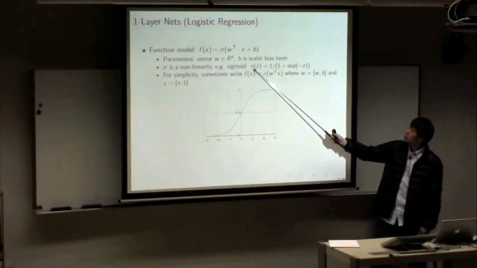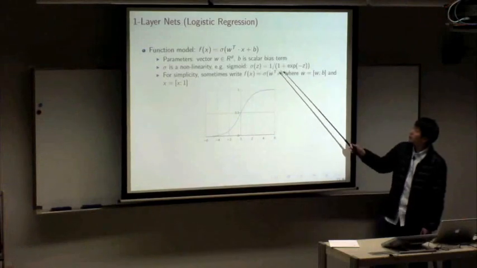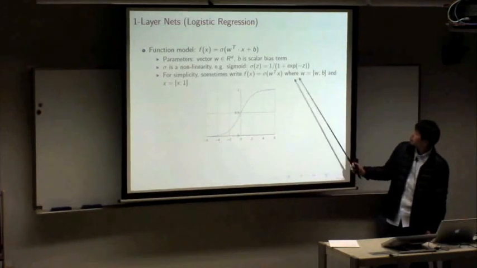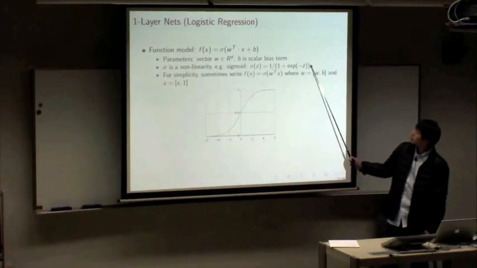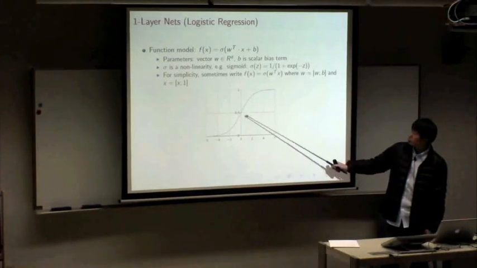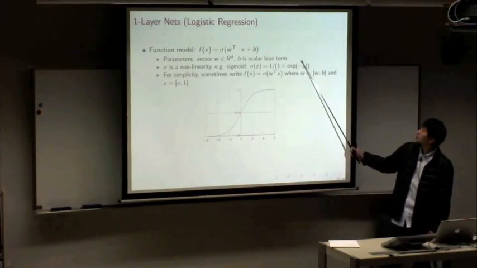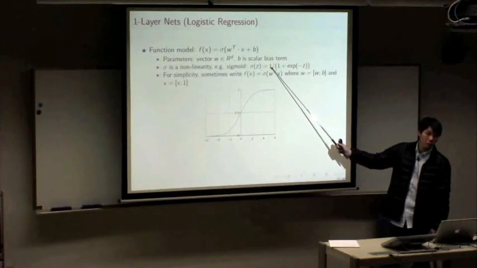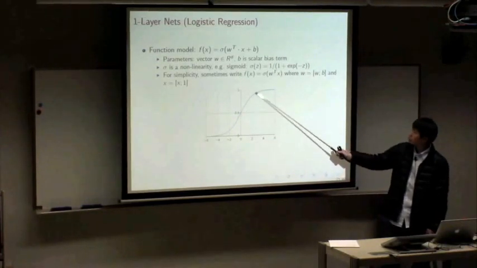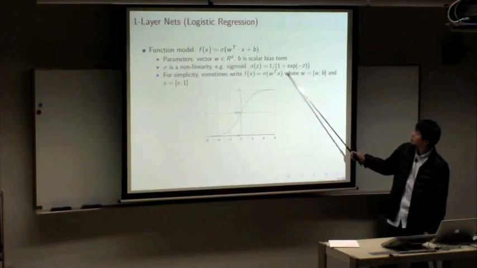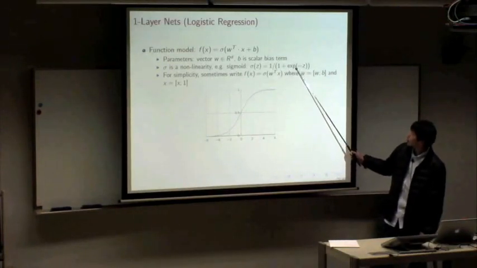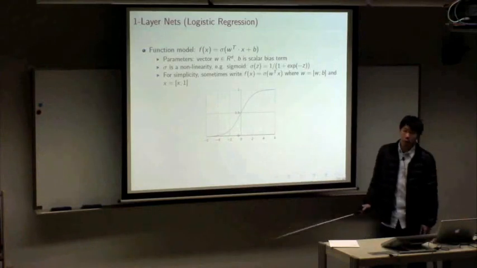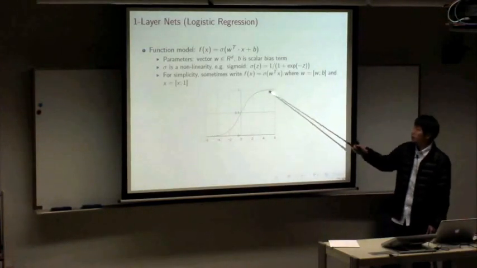Any value you give into sigma, you put it in here, and that's the output. This function actually looks like this. If you give zero here, you have 1 over 1 plus 1, so that's 0.5. Now, if you increase z, you're going to make this number small, so sigma will approach 1. And as you decrease z, it'll go the other way. This part will get near infinity, and sigma will approach 0. So this sigmoid is a nonlinear function that looks like this.